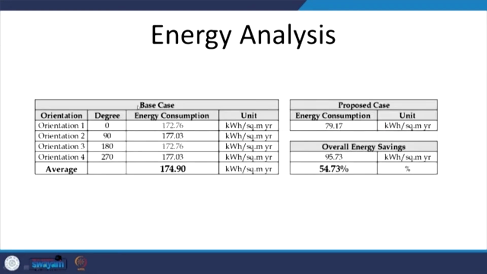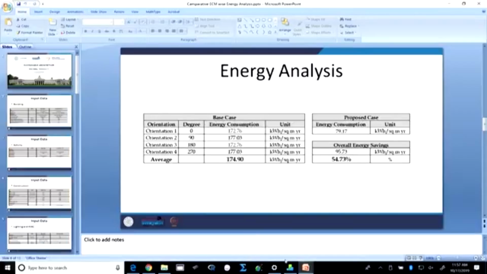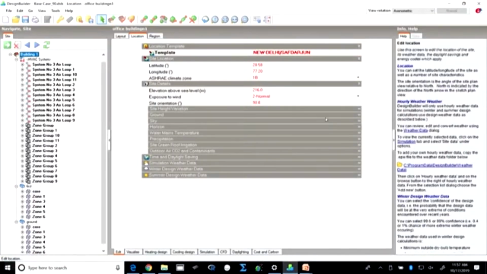Once we have done the base case and we also have the proposed case, we can do a direct comparison of how the proposed case is performing with respect to the base case. But to get a base case average, we have to orient the building in all directions. So the first case which we took was oriented at 0 degrees. Let us quickly look at Design Builder here.